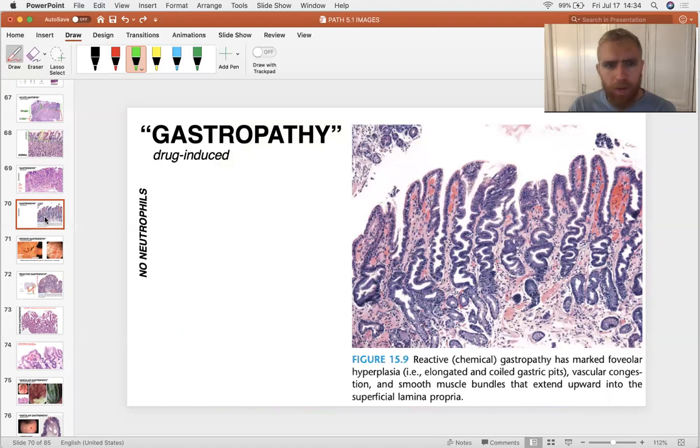Here's more chronic gastropathy, your chronic chemical gastropathy, your reactive gastropathy. We're seeing foveolar hyperplasia here.